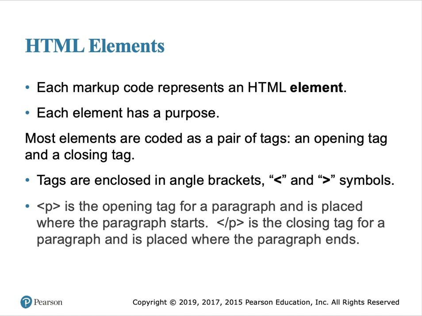Now that you have a little bit of an understanding of who is making the decisions regarding the code, let's dig into learning HTML. Each markup code represents an HTML element. Each element has a purpose and contains tags. Tags are enclosed using the angle brackets usually found on the comma and period keys on your keyboard. The left angle bracket, followed by the letter P, and then the right angle bracket, is the opening tag for a paragraph, and it is placed where a paragraph starts. The closing tag is made up with the left angle bracket followed by a slash found on the question mark key of your keyboard, and then the letter P followed by the right angle bracket. This closing paragraph tag is placed where the paragraph ends.